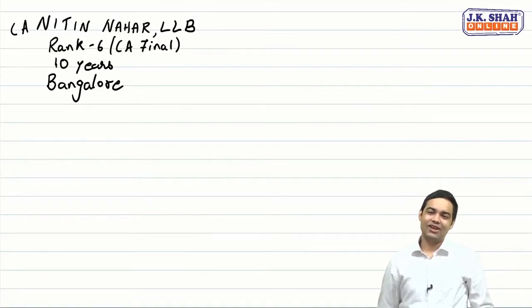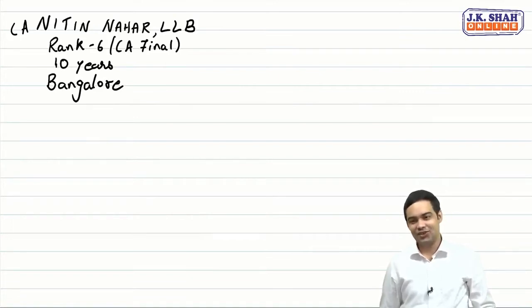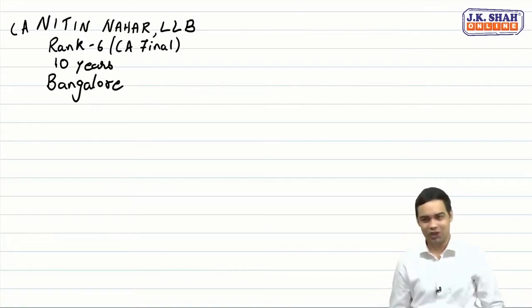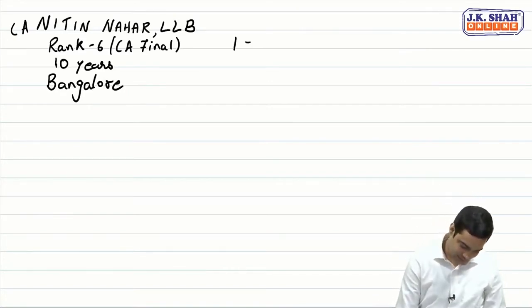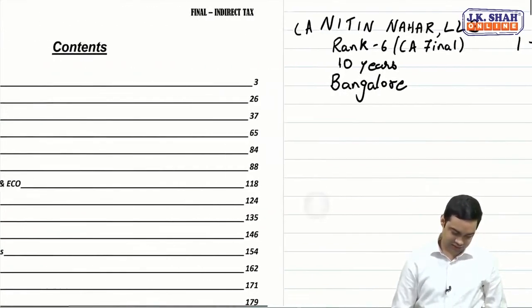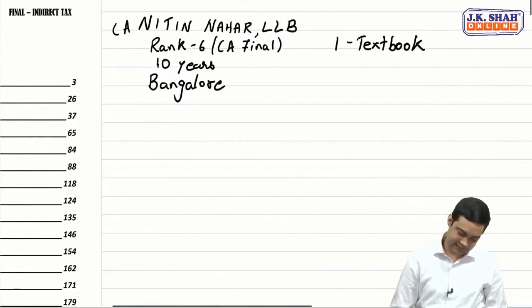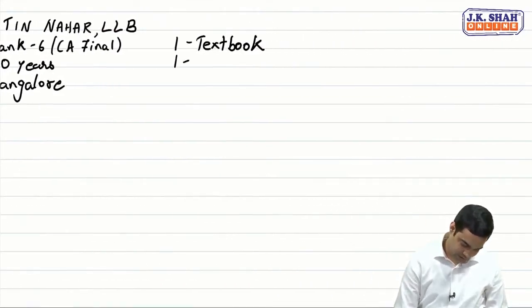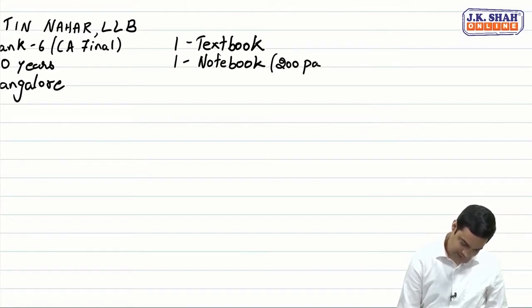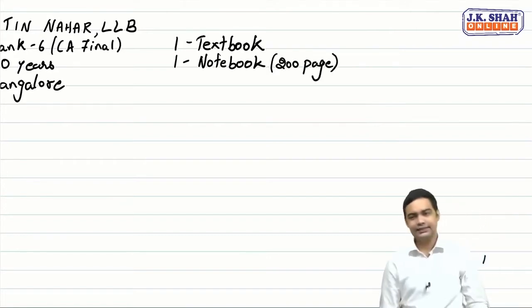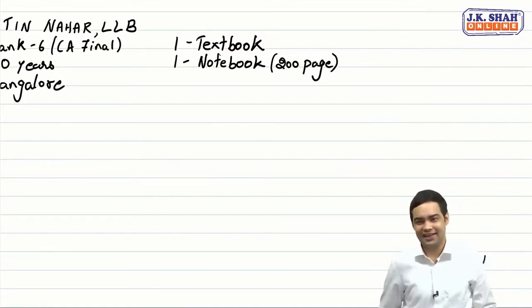Now, when we talk about indirect taxes, the first thing which we need to understand is how would we begin? Two very important things are required from your side. One would be the textbook, which is this one, and second would be a notebook. A 200-page notebook would suffice for the purpose of indirect taxes. These are the two basic requirements to begin with indirect taxes.